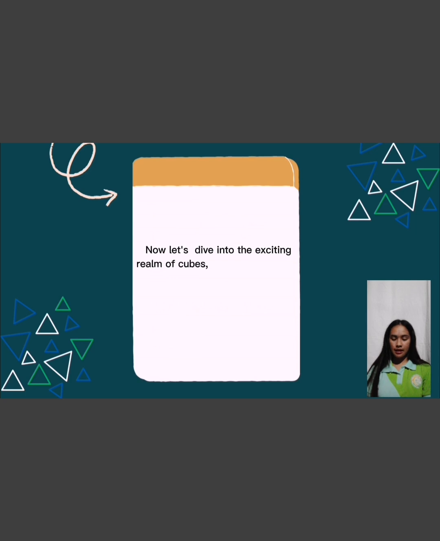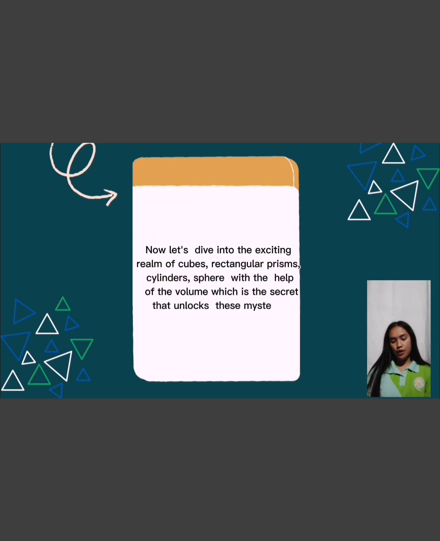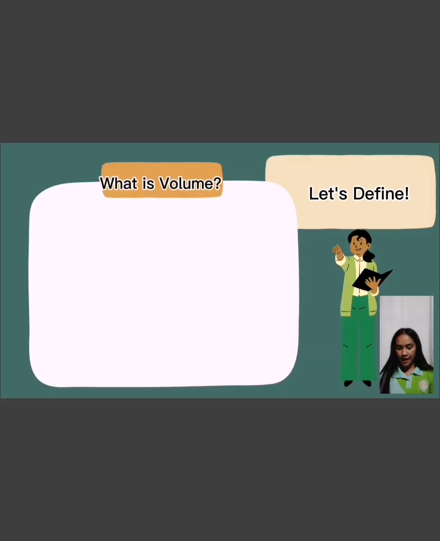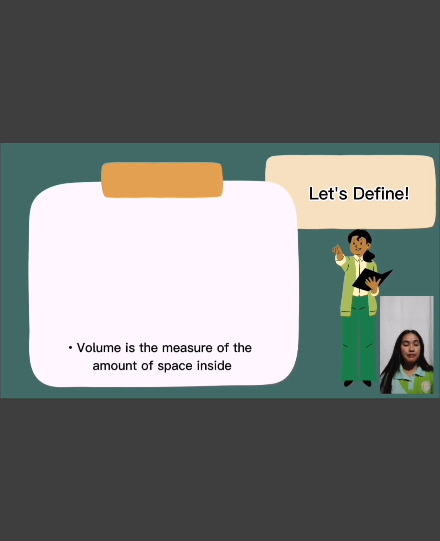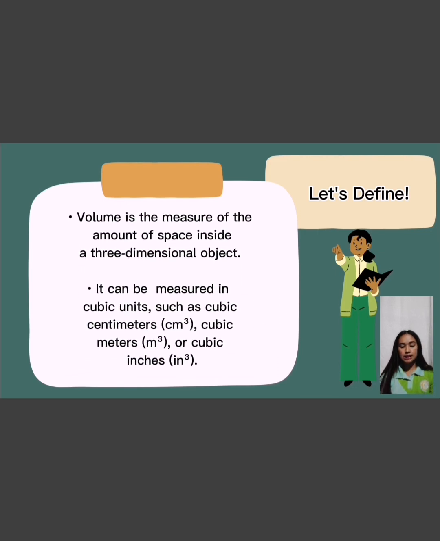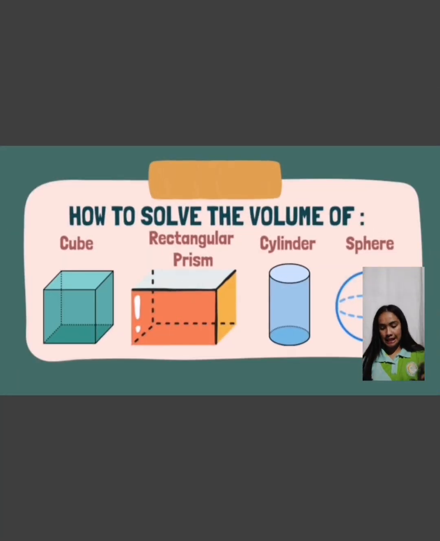Now, let's dive into the exciting realm of cubes, rectangular prism, cylinder, and sphere with the help of volume, which is the secret that unlocks this mystery. First, let's define volume. So what is volume? Volume is the measure of the amount of space inside a three-dimensional object. It can be measured in cubic units such as cubic centimeters, cubic meters, and cubic inches. So in my past lesson, we already tackled the different three-dimensional shapes and their meaning. So let's jump into solving.